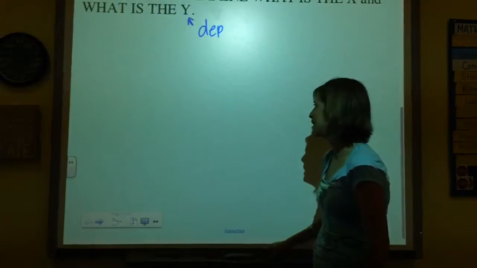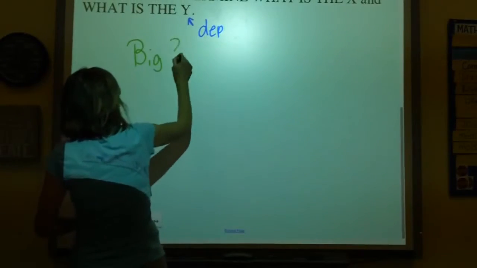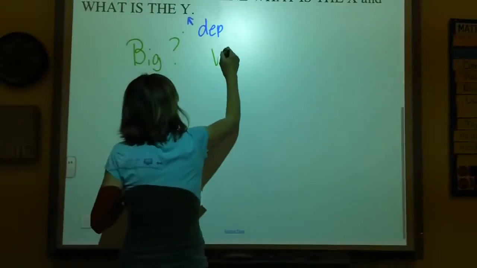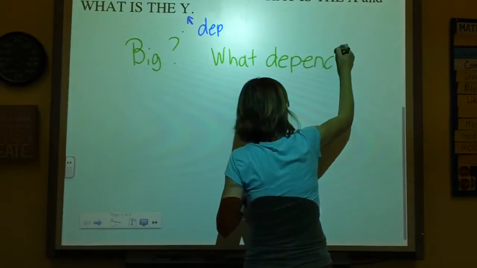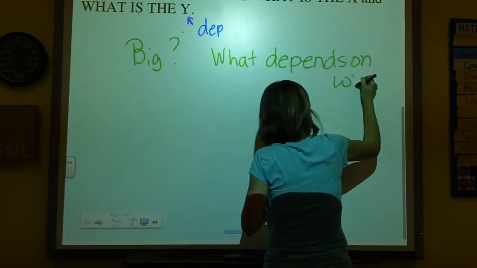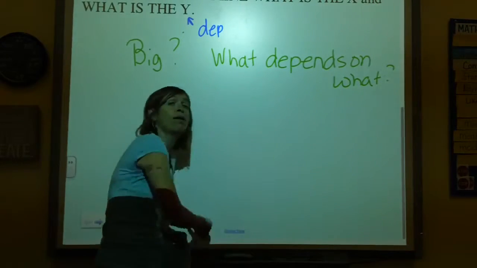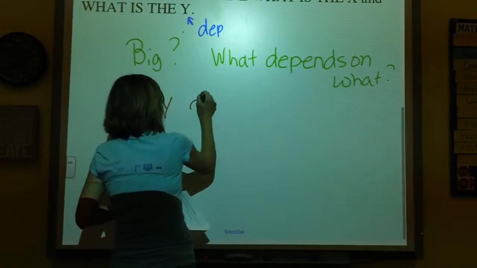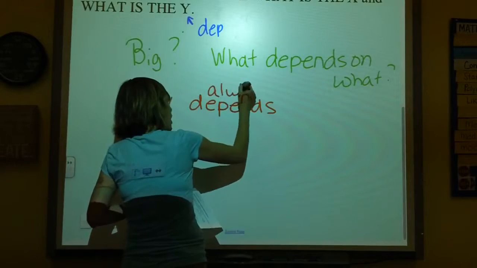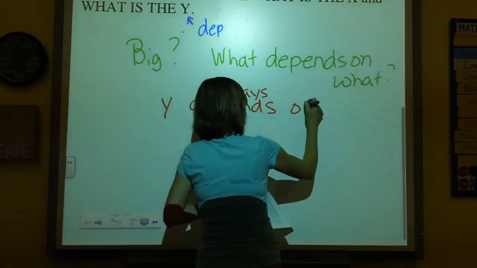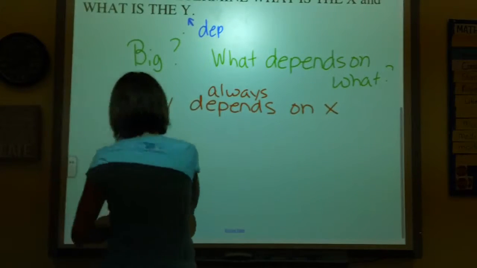Okay, so in class the other day I said you have to ask yourself the big question. The big question is, what depends on what? Every single time I want to hear that in your head. What depends on what? Why is that? Well, because y always depends on x. Y always depends on x. Okay? All right, so let's look at our first example.